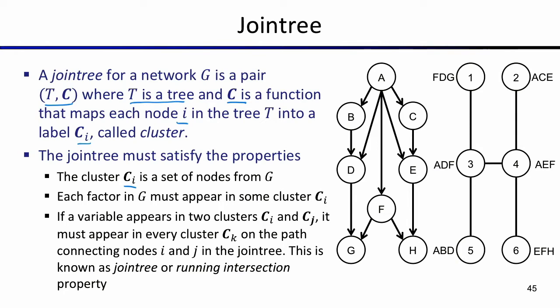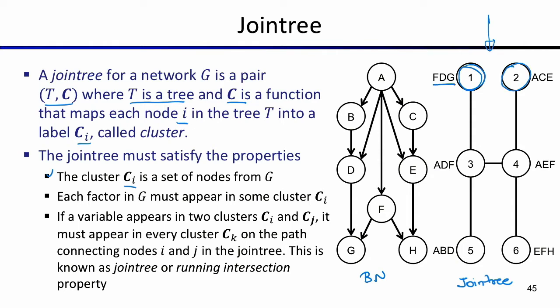So here we have a Bayesian network and also a Jointree for this Bayesian network. And what we can see here first in the properties that is mentioned, first, it is actually a tree, as we can see here, right? So there are no cycles in this structure. And the property says that the cluster Ci is a set of nodes from G. So when we look here, each node that we have here, like 1 and 2, they are the clusters.